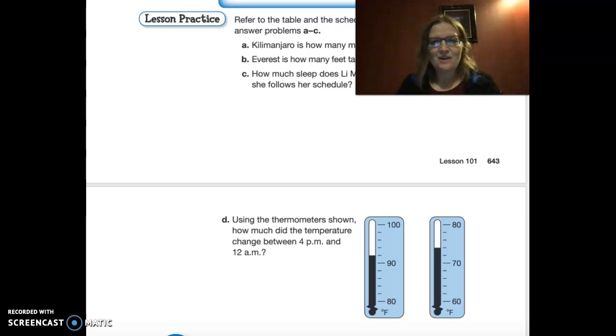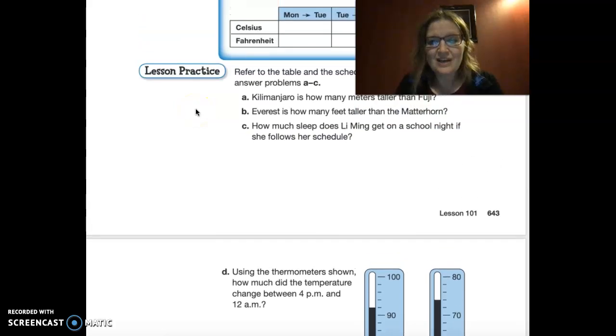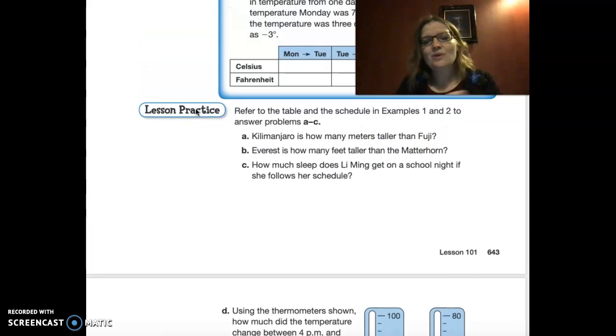And I'm doing it out of our book today because there's some information that you need to have reference from the book. So we're going to begin. If you recall, it's tables and schedules, and they want us to look at the tables and schedules from examples 1 and 2. So when we work on problems A through C.